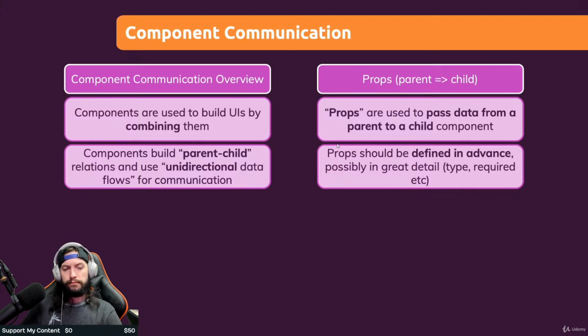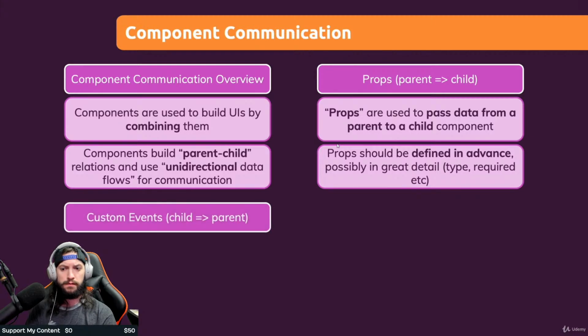You can either just specify an array to let Vue know about the props you want to receive, or you go into greater detail and you also let Vue know which type of data you're expecting, whether a prop is required, and all of that. You saw that in great detail throughout this module as well. If you need the other direction, so from child to parent, you need custom events.